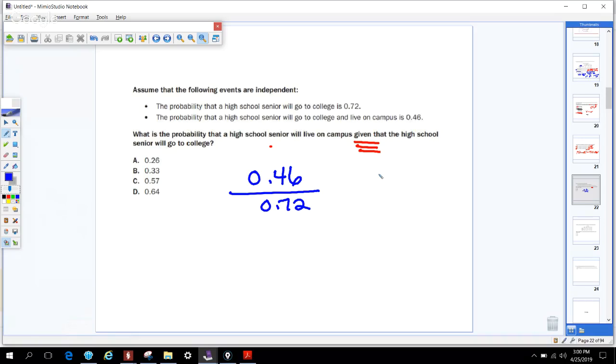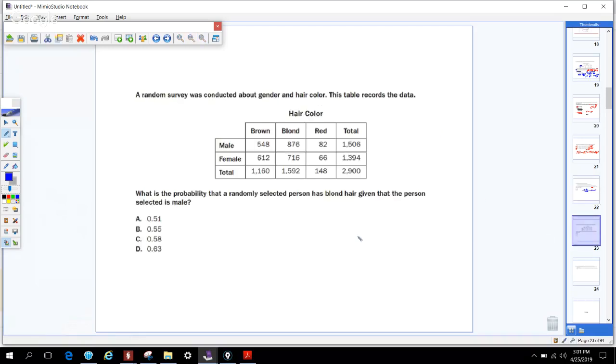Clear, 0.72 divided by 0.46, you would get a number bigger than 1, so you know it's wrong. When you type this in, you should get 0.638. And that's the answer.